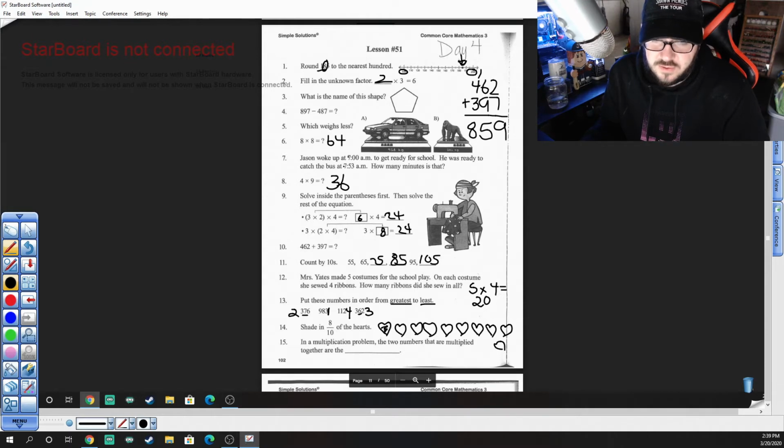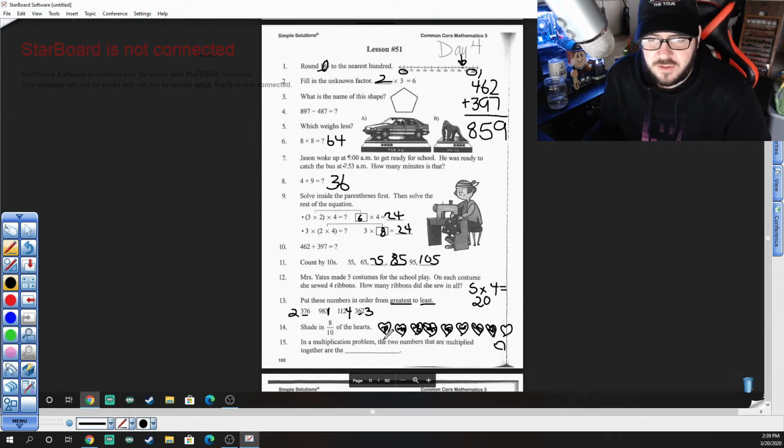So I'm going to do this real quick. It's not going to be pretty, but it's going to look something like this. Shading in 8 of them, give you something that looks like that. Okay? 8 of the 10.